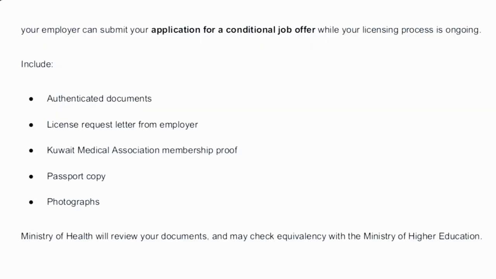Okay, so one important thing: when you apply for the exam, your employer can submit your application for a conditional job offer while your licensing process is ongoing. This includes your documents, license request letter from employer, Kuwait Medical Association membership proof, your passport copy, and your photographs. Now, this is important. And Ministry of Health will review documents and check equivalency with the Ministry of Higher Education. So when you apply for the exam, these are also some things that are necessary, and after that, you will be allowed to sit for the exam.